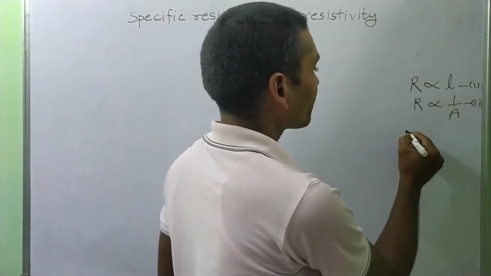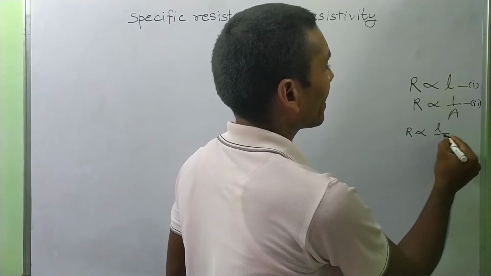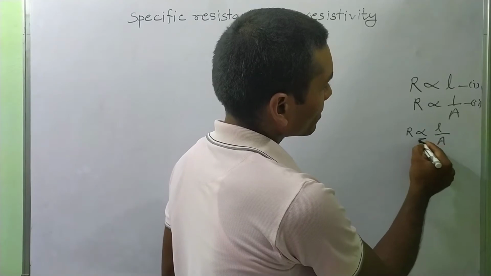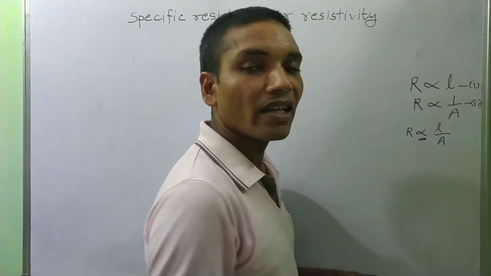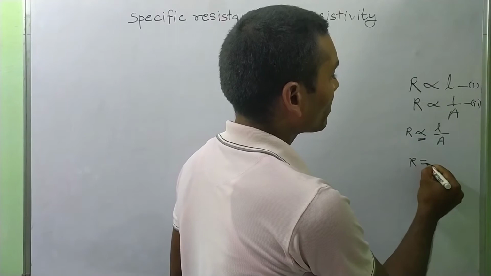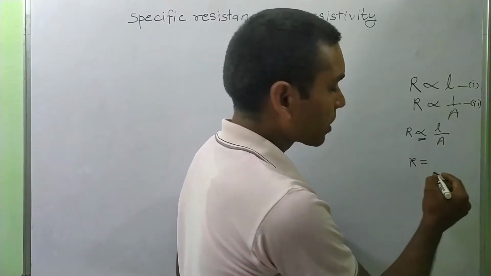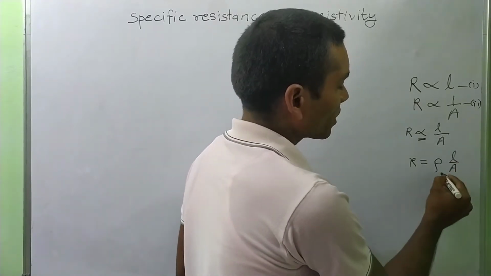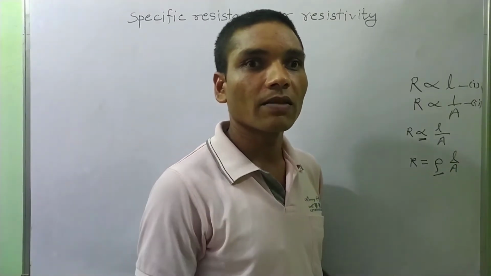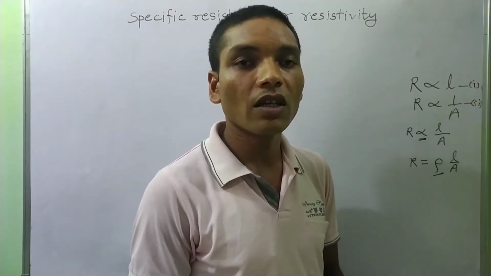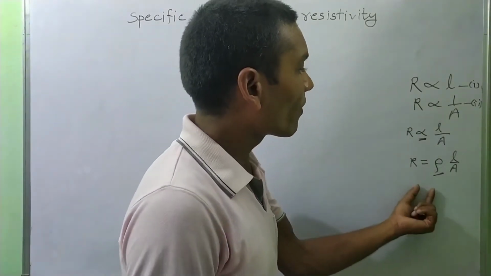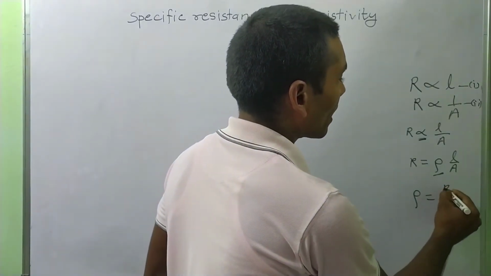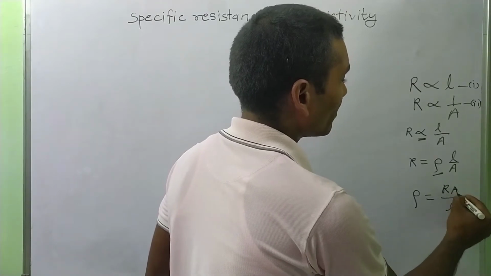On combining these, R is proportional to L upon A. We can replace this proportionality sign by any constant. So here R will be equal to rho, the proportionality constant, times L upon A. This proportionality constant is called the specific resistance or the resistivity of the conductor. So we can find the formula of this resistivity: rho equals R A upon L.